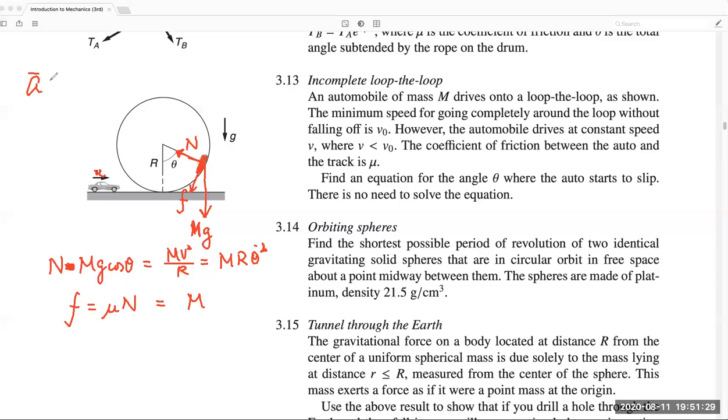Keep in mind that you need to use this equation, especially for questions related to circular motion. You really need to use this one.